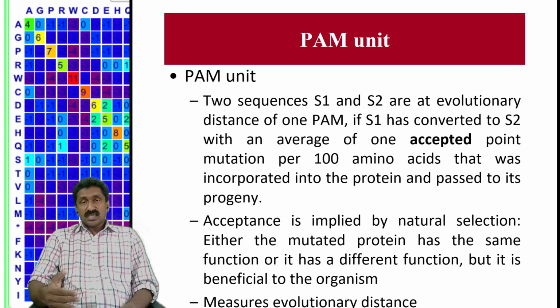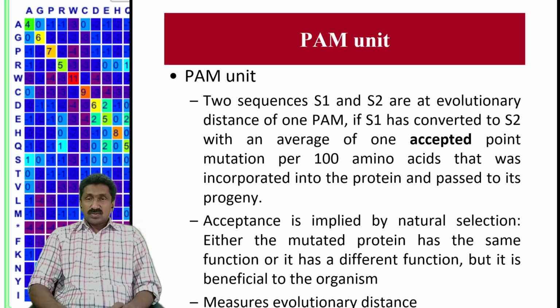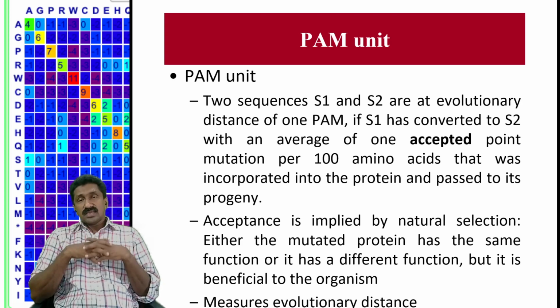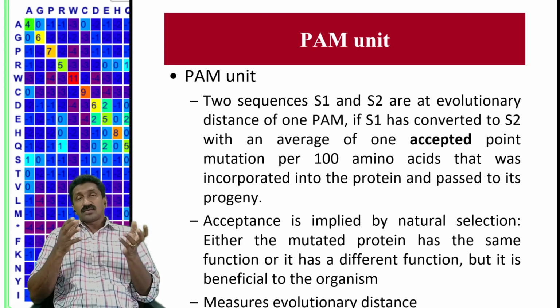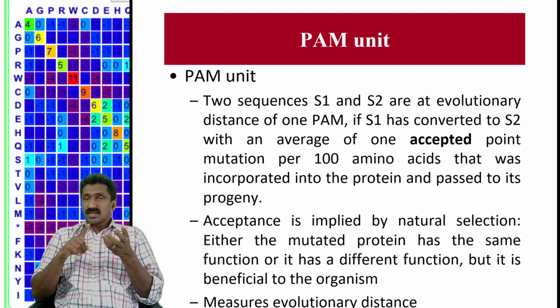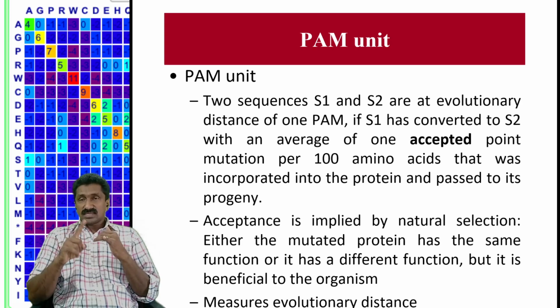So that means the same amino acid will be replaced two or three times. So that much changing probability is there in case of such higher value matrices like PAM 250. Two sequences S1 and S2 are evolving sequences at an evolutionary distance of one PAM, or PAM 1, if S1 has converted to S2 with an average of one accepted point mutation per 100 amino acids.